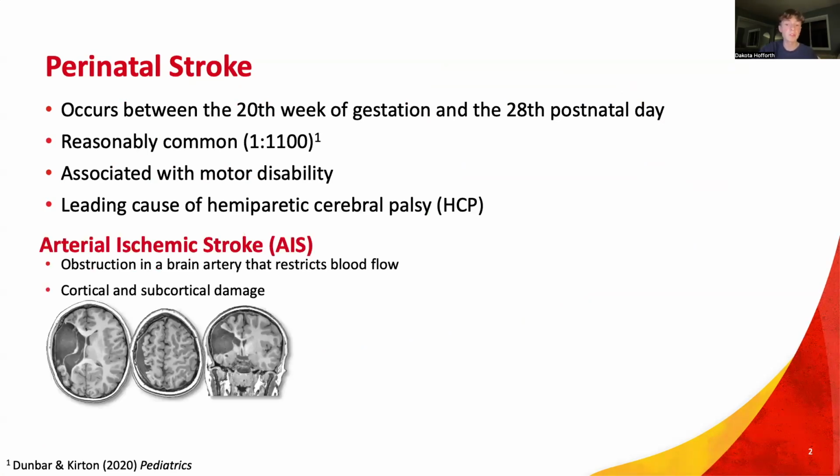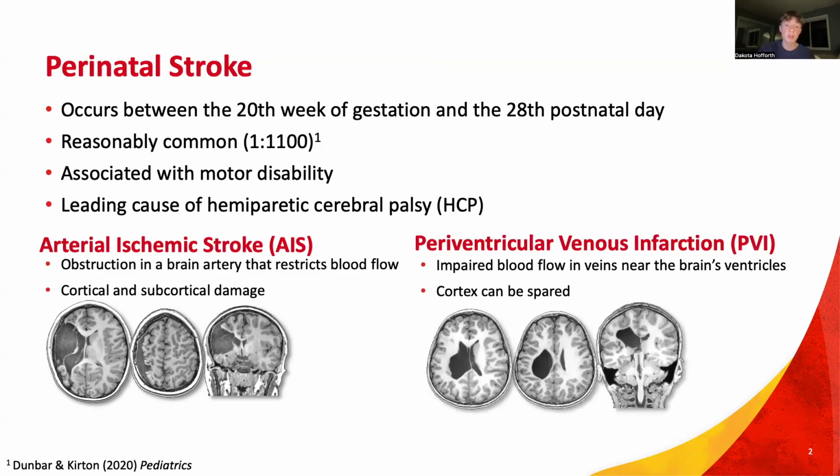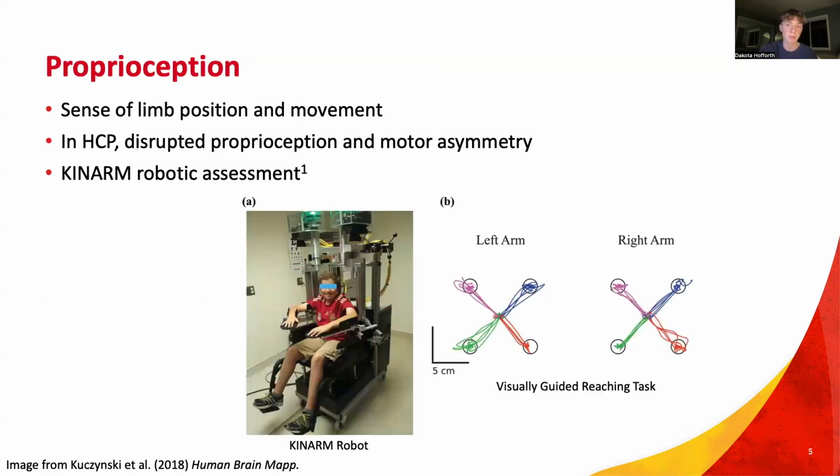The first of the two types of perinatal stroke I'll be talking about today is arterial ischemic stroke, which results from an obstruction in a brain artery restricting blood flow and causing cortical and subcortical damage. Conversely, periventricular venous infarction results from impaired blood flow in veins near the brain's ventricles, causing damage to periventricular white matter. In this case, the cortex can be spared, which has impacts on proprioception. Proprioception is our sense of limb movement and limb position. However, children with hemiparetic cerebral palsy are impaired in this sense.